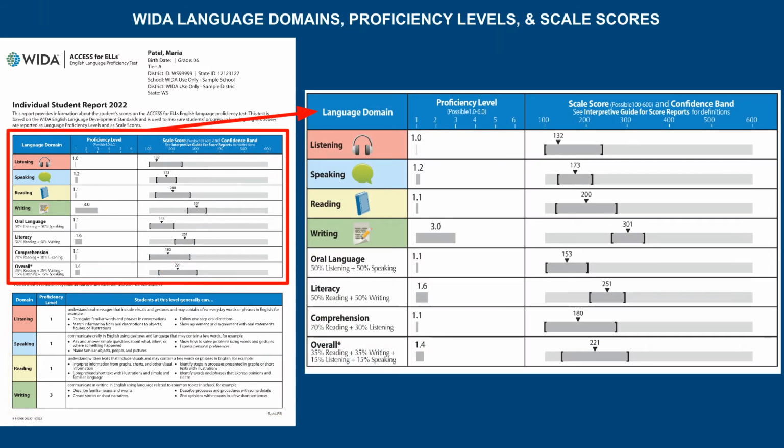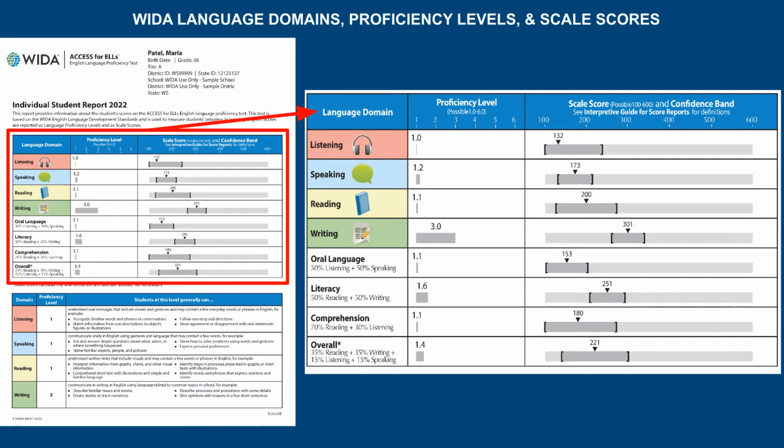This slide demonstrates the top part of the access test results, which are the language domains, proficiency level, and the scale scores of the students' results. Proficiency levels are always calculated from scale scores. Something to think about is scale scores precisely track student growth over time and across grades.